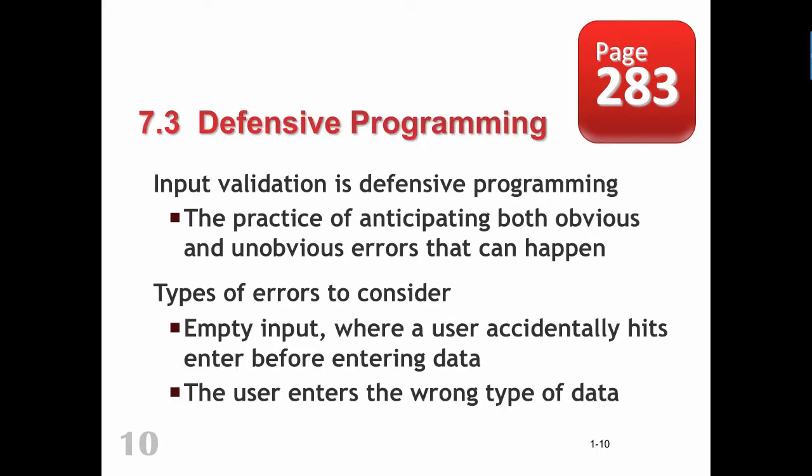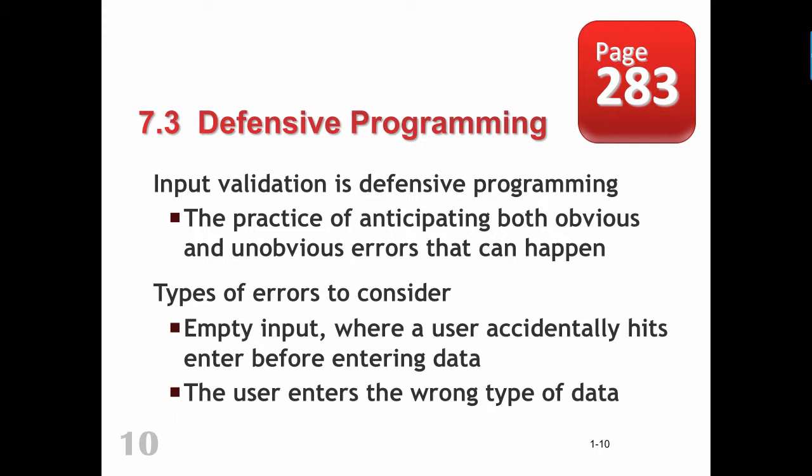So what we have to do in defensive programming is really design it for the person that knows the least about how to put in the stuff. So input validation is defensive programming, the practice of anticipating both the obvious and the unobvious errors. So what kind of errors can this person make?